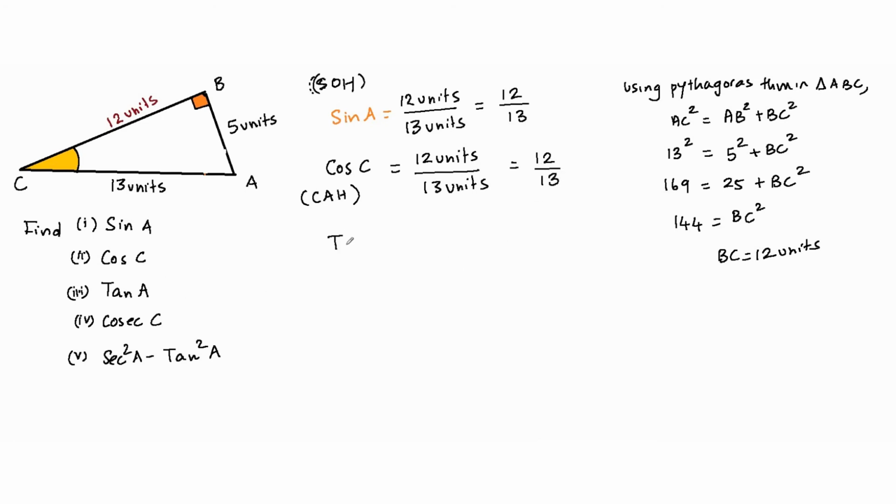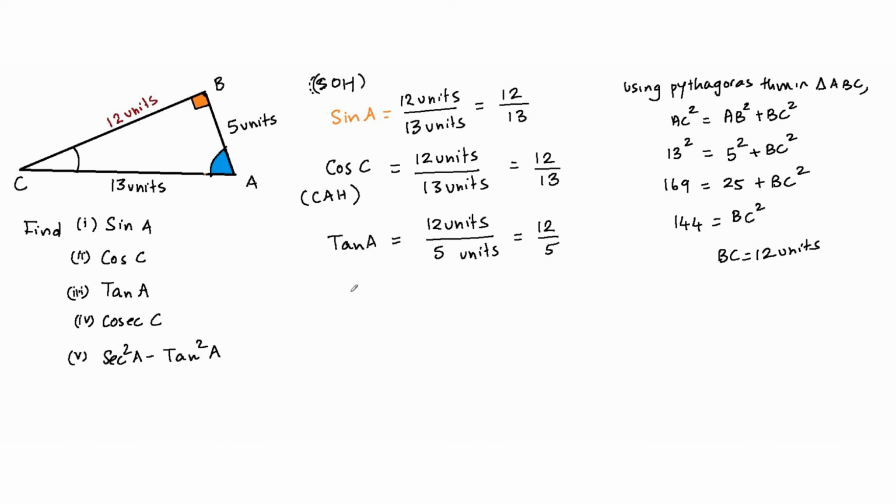Then I want to find tan A. So again, now the angle of reference has changed. So let us quickly mark the new angle of reference. Now angle A is the angle of reference. Tan is given by opposite, that's 12 units, divided by the adjacent. The adjacent is 5 units. And therefore tan A is given by 12 upon 5.